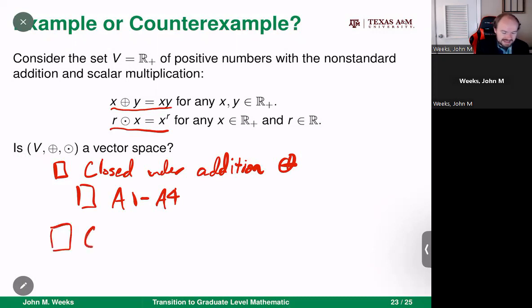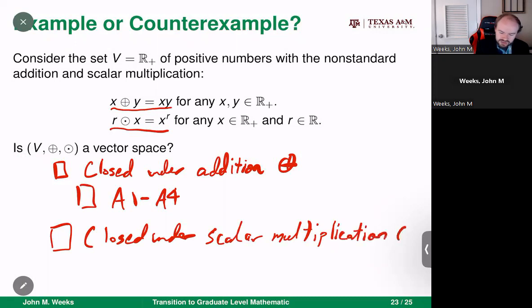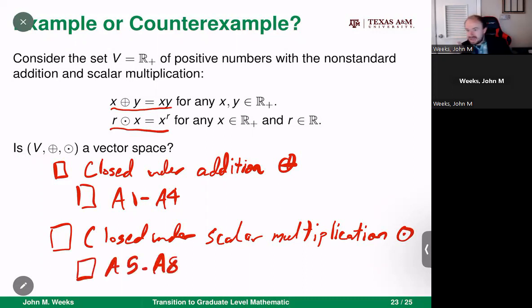because those are the ones that have to deal with addition on its own. Then you get to ask, is this one closed under our scalar multiplication? And that one is, in this case, just the little circle dot. And so then you can ask, does this one satisfy the rest of the axioms, A5 through A8? That checklist has to be completed in order for us to determine if this is a vector space. Remember, if one box is not checked, it's not a vector space. Everything has to be checked.